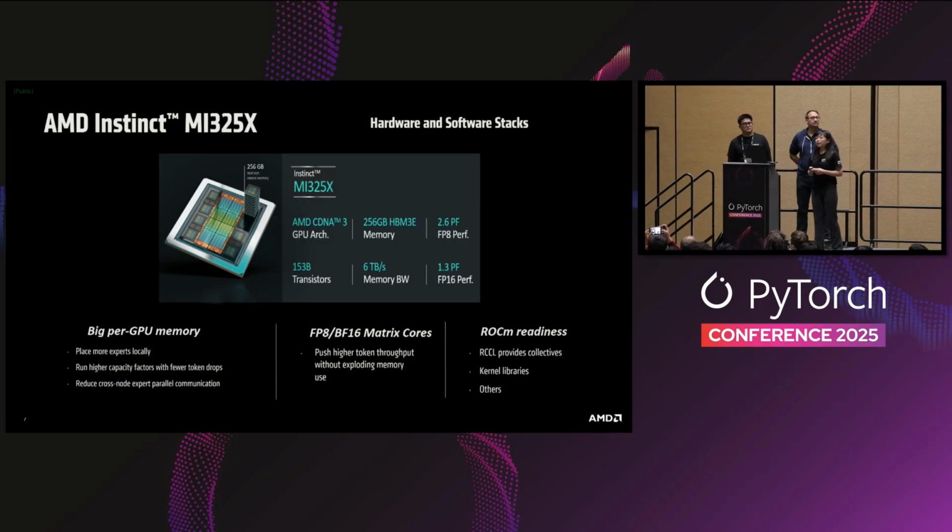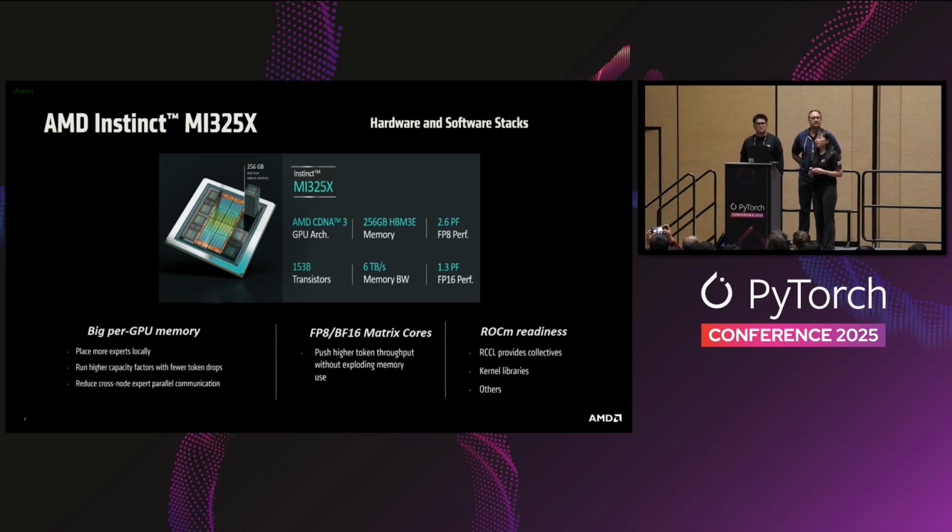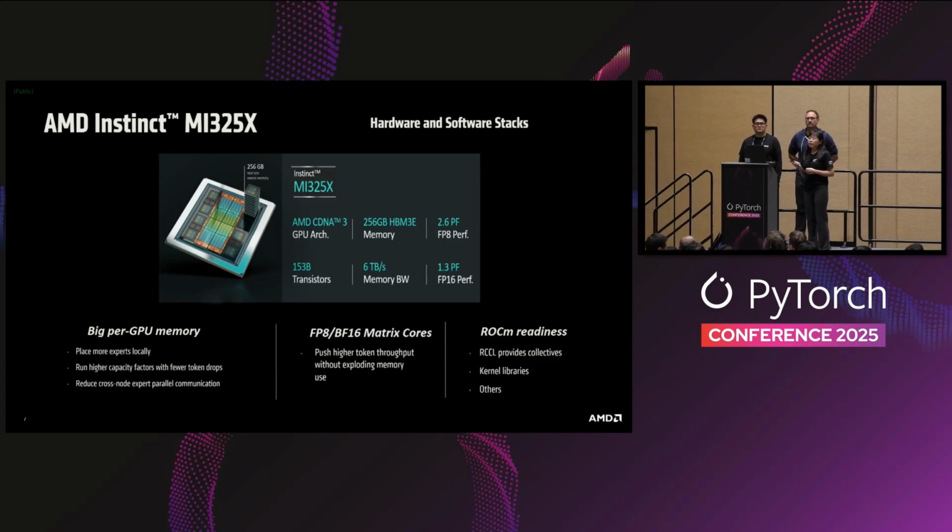So the AMD Instinct MI300X is our leadership product and excels in large model pre-training and inference. It is based on CDNA 3 architecture. It includes 256 gigabytes of memory and 6 terabytes per second of memory bandwidth. In terms of compute, it includes 2.6 PFLOPS FP8 performance and 1.3 PFLOPS FP16 performance.